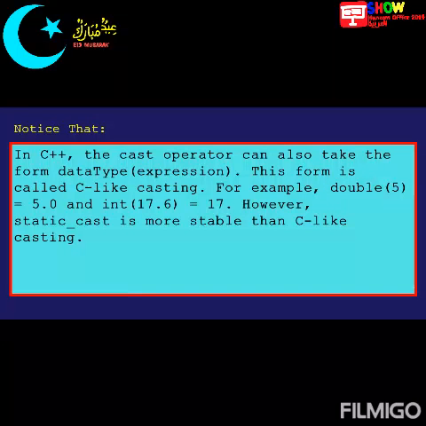Notice that in C++, the cast operator can also take the form data type(expression). This form is called C-like casting. For example, double(5), which equals 5.0, and int(7.6), which equals 7. However, static_cast is more stable than C-like casting.